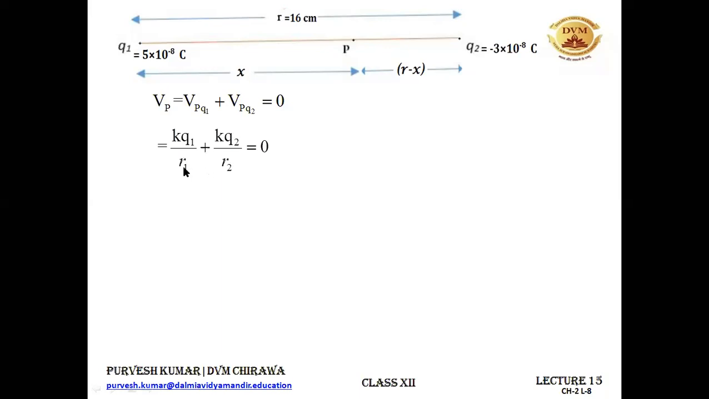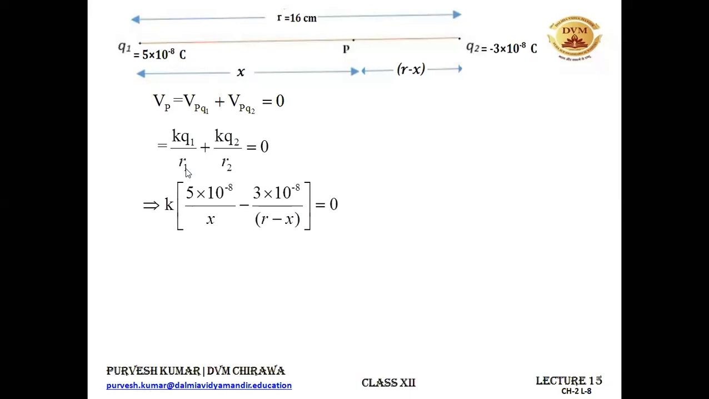Now put in the values of R1 and R2 as well as Q1 and Q2. We know Q1 is equal to 5 into 10 to the power minus 8 coulomb. Q2 is equal to minus 3 into 10 to the power minus 8 coulomb. We need to take the sign of the charge because electrostatic potential is a scalar quantity. So you can write it like this. In place of Q1, you can write 5 into 10 to the power minus 8. In place of Q2, you can write minus 3 into 10 to the power minus 8. And R1 is the distance of point P from charge Q1, that is equal to X.